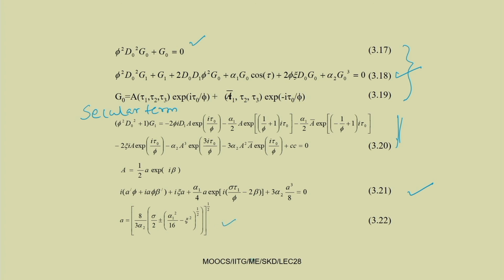So, A is equal to 8 by 3 alpha 2 into sigma by 2 plus minus alpha 1 square by 16 minus zeta square, to the power half, whole to the power half. Here you just see this response amplitude A is a function of sigma, alpha 2, alpha 1 and then zeta, that is damping. So, all these terms are there.